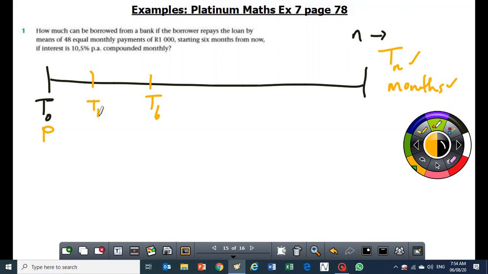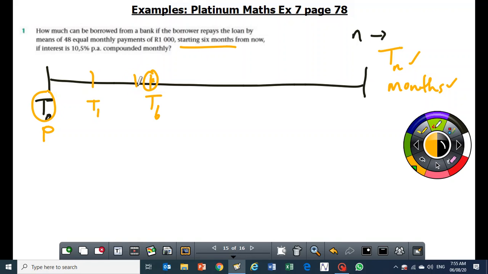So here the question is saying starting 6 months from now. So where do your 6 months end? The 6 months end here, at the beginning of T6, where you are starting the 7th month. So if a payment is made here and we are dealing with a loan, it means that T naught is excluded. But when you are dealing with number of months, between T naught and T1, that's your first month, T1 and T2, that's your second, and so on.